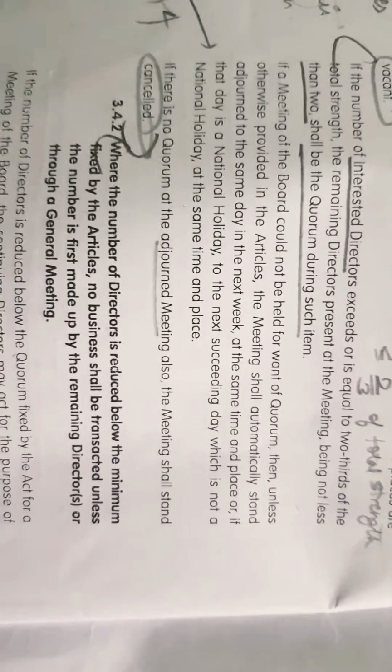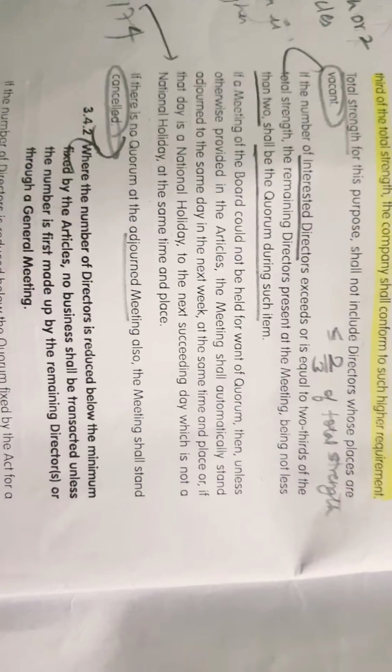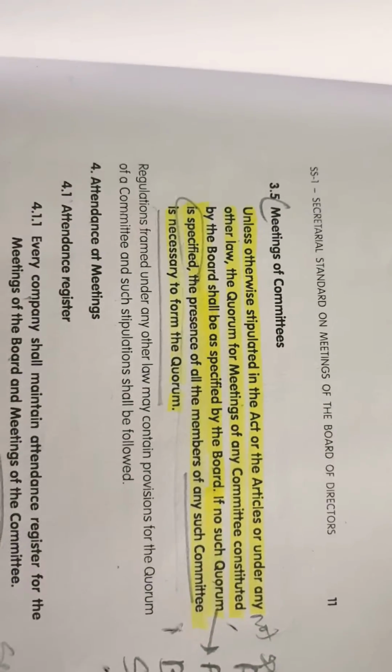The same place is not necessary. But if even in the adjourned meeting the quorum is not present, then the meeting gets cancelled. If the number of directors is reduced below the minimum fixed by the articles, then the remaining directors can come together and arrange a general meeting or a board meeting for increasing the number of directors and not for any other purpose.